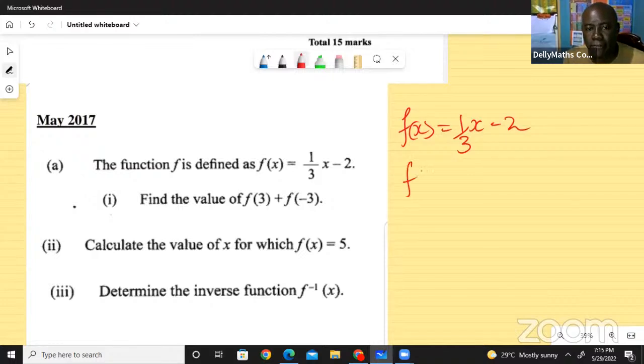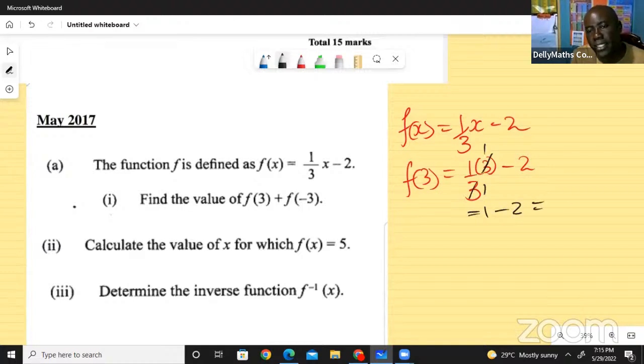So we want to find f of 3, which is equal to 1/3 times 3 minus 2. As you could see here, we could employ some canceling. 3 into itself 1, 3 into itself 1. So we have 1 times 1 minus 2, I'm getting -1, right? So f of 3 gives me -1.